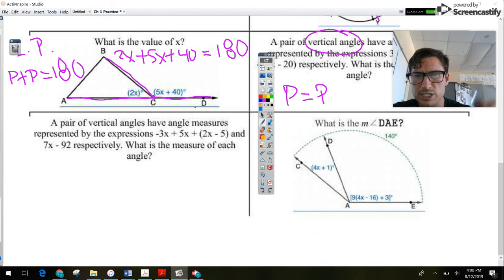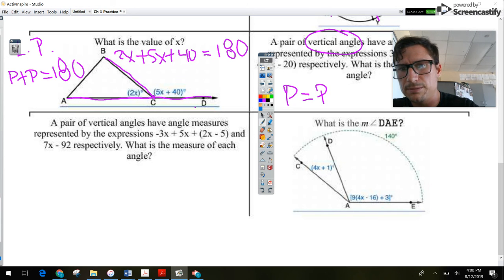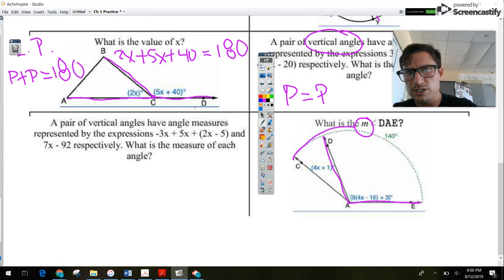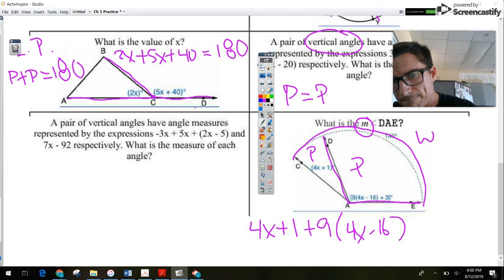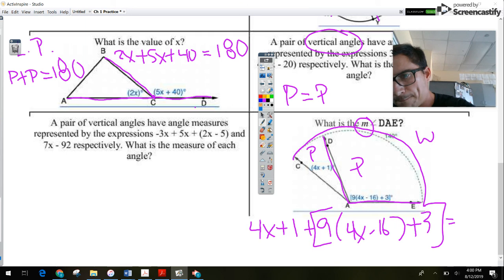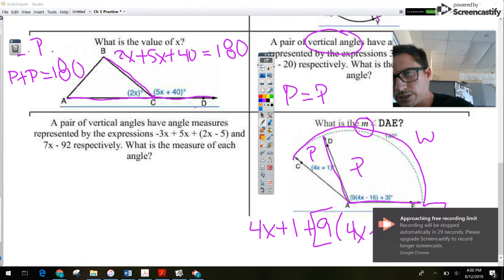So this is a good example here of adjacent angles. It wants us to find, remember, M means the measure of angle DAE. So they want us to find this angle here. So what we can do is they give us the entire angle. So that would be the whole. So we can take 4x plus 1 plus 9, 4x minus 16 plus 3 equals, and then the whole is 140.